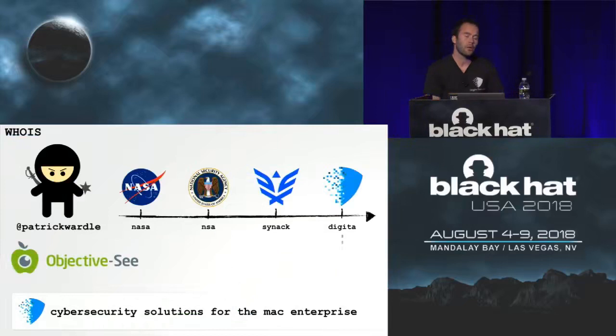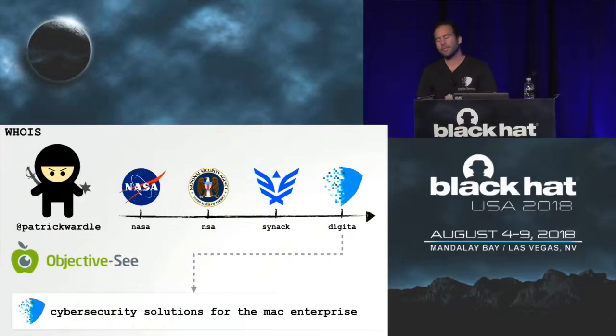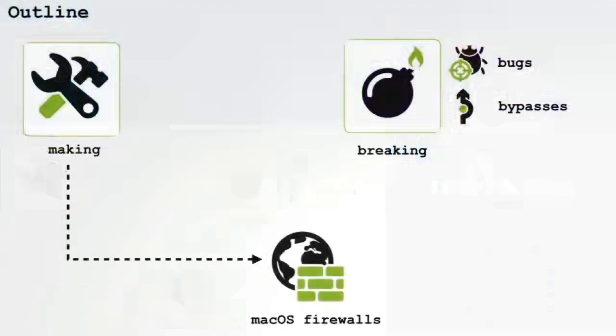My name is Patrick. I work at Digita Security, where we are creating cybersecurity tools for the Mac enterprise. I'm also the creator of the Mac security website, Objective-C. So today we're going to talk about creating, or making, a firewall for macOS. We're then going to shift gears, put on our hacker hats, and talk about breaking or bypassing such products.